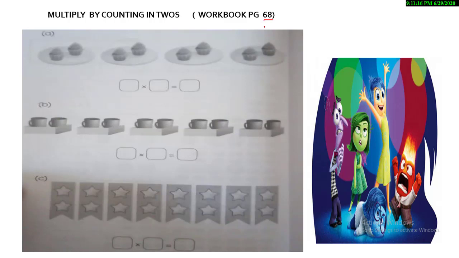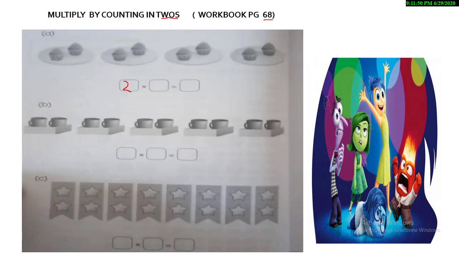So let's have a look at this page. I told you that if you know the 2 times table, then you are not even going to count for these answers. Let's read it. Multiply by counting in twos. Twos means you are going to read the 2 times table. How many groups are there, or how many items are there in each group? There are 2 cupcakes in each plate, and it's a 2 times table, so I mentioned 2 at the first place, 2.